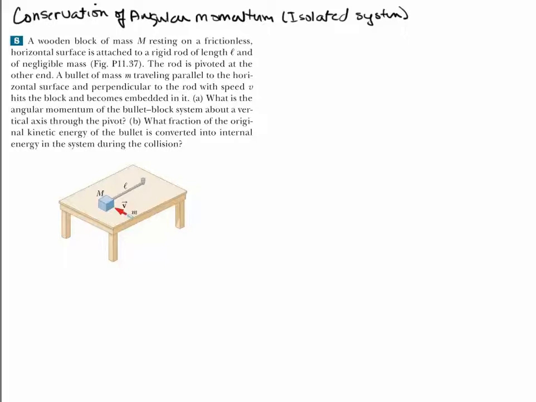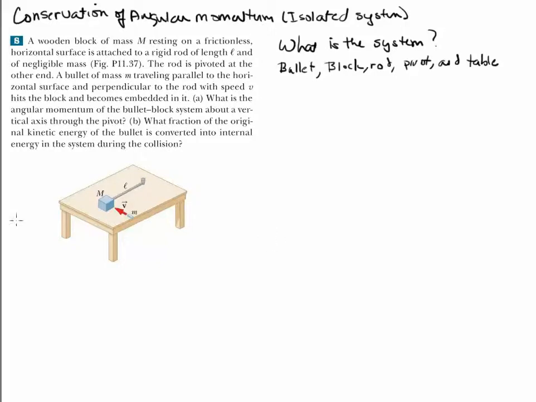And the question is, and we're going to focus on part A, what is the angular momentum of the bullet block system about a vertical axis through the pivot? Well, we're going to use the idea of conservation of momentum. Now, first thing we want to do is find out, or at least define the system. So what is the system? Well, we're going to define the system as the bullet, the block, the rod, the pivot, and the table. And all that's going to be our system, and we're going to shut it off from the rest of the environment.